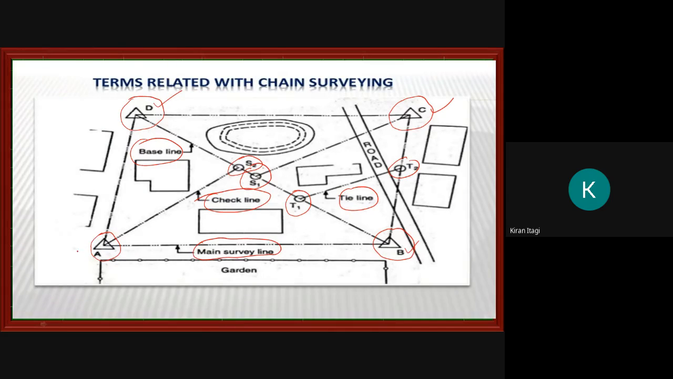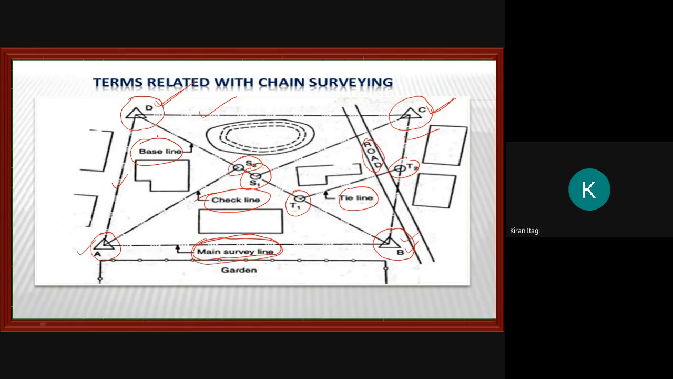So here you can see the triangles. These are nothing but the main stations. You can see the roads. This is your plot or your layout. The main stations are represented by triangles. The lines joining the main stations are called main survey lines. Here also is a main survey line, and this is also a main survey line.